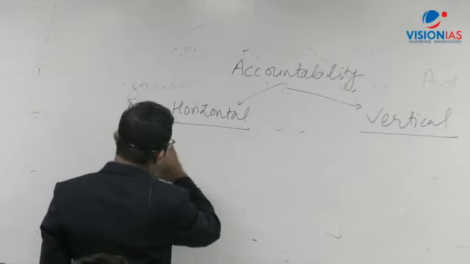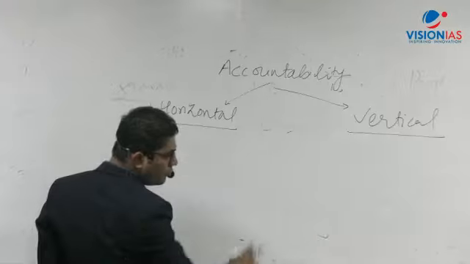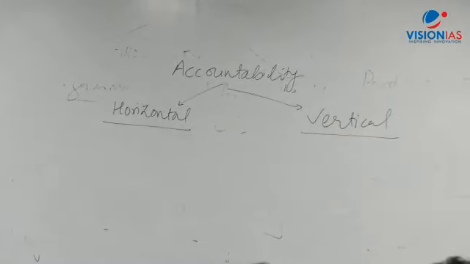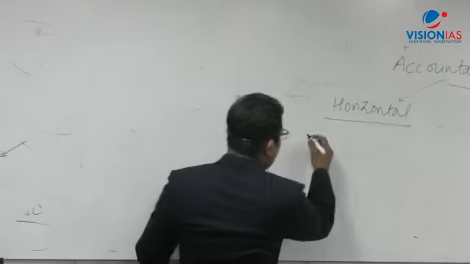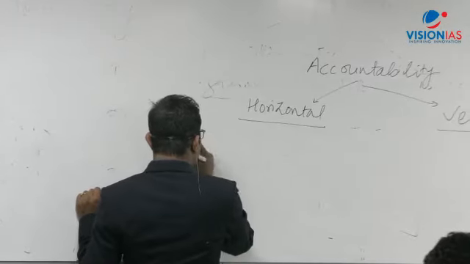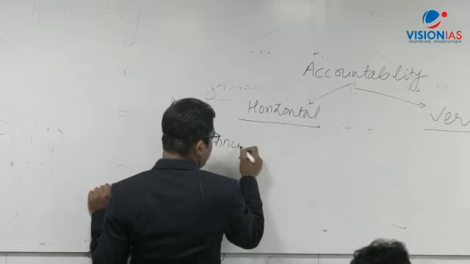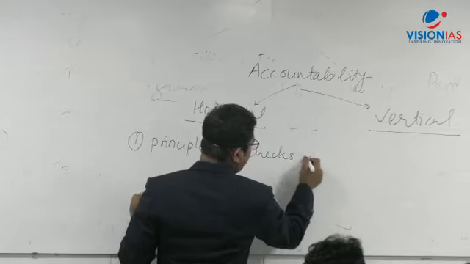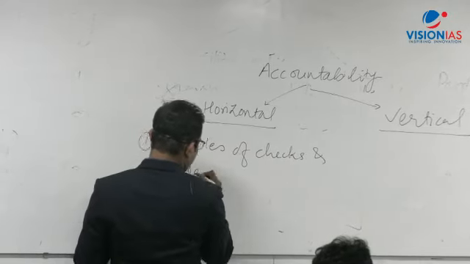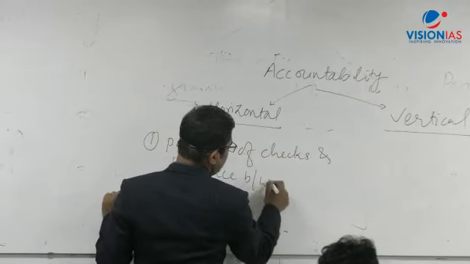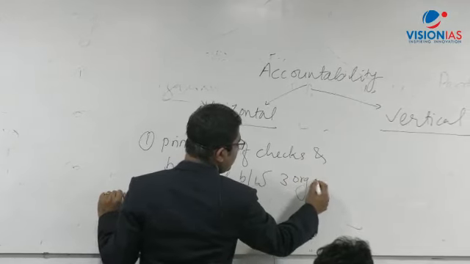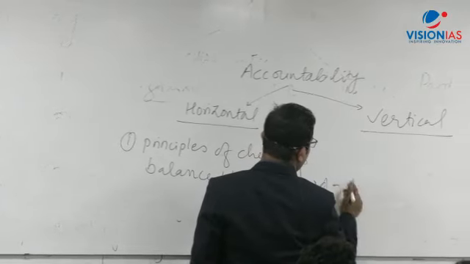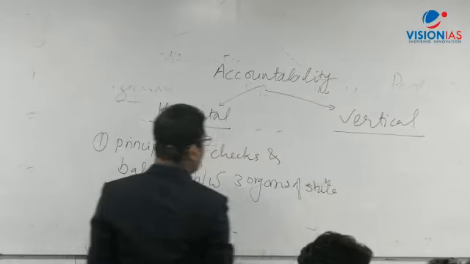Horizontal is the mechanism within the institutions, the mechanism within the system. Now, the mechanism within the system has two parts. One is the principle of checks and balance between the three organs of government, okay, three organs of the state.